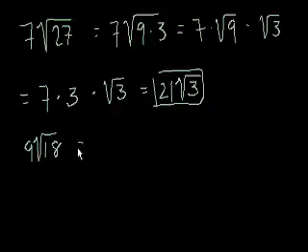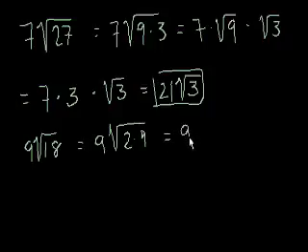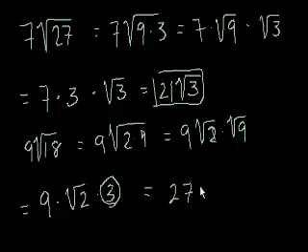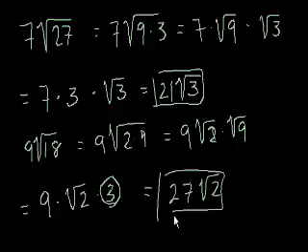So let's write that. That's equal to 9 times the square root of 2 times 9, which is equal to 9 times the square root of 2 times the square root of 9, which equals 9 times the square root of 2 times 3, right? That's the square root of 9, which equals 27 times the square root of 2. There we go. Hopefully you're starting to get the hang of these problems. Let's do another one.